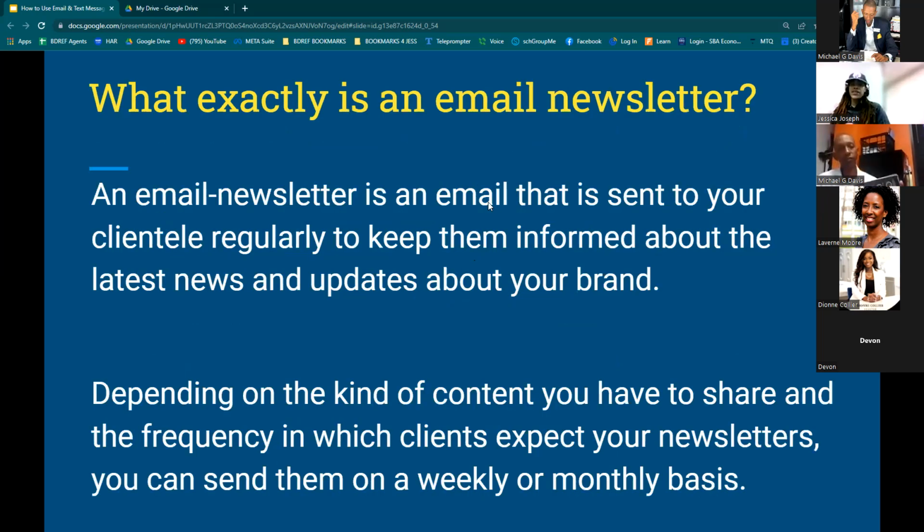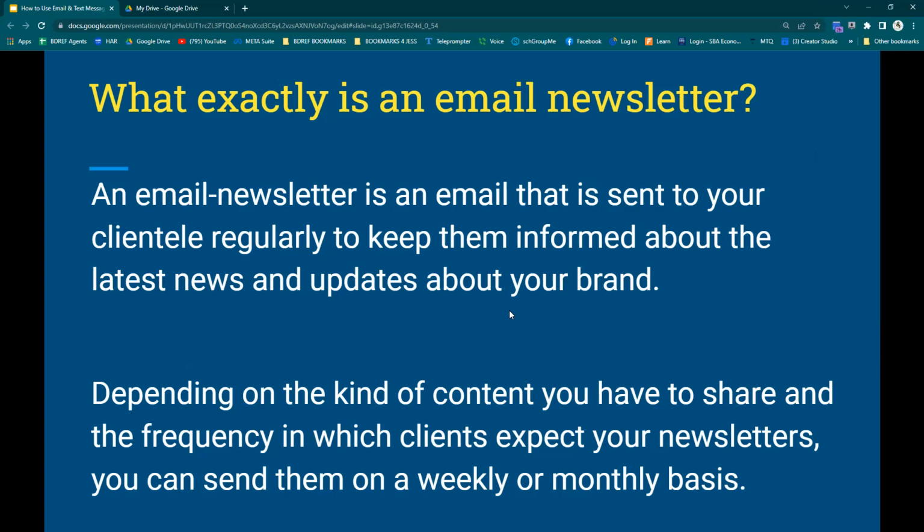All right, let's go back to email marketing and discuss what exactly an email newsletter is. An email newsletter is an email that is sent to your clientele regularly to keep them informed about the latest news and updates about your brand. So anything that may be going on in your business, maybe you've added a new member to your team, or maybe you just sold a new home, something you want to announce to your sphere. This is a great way to do that in a newsletter.